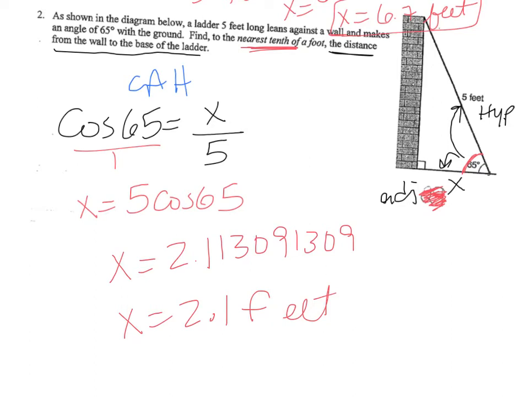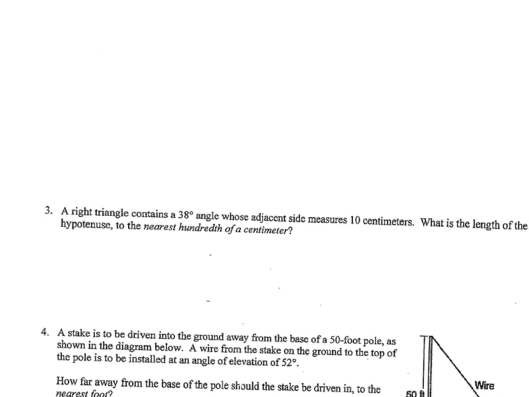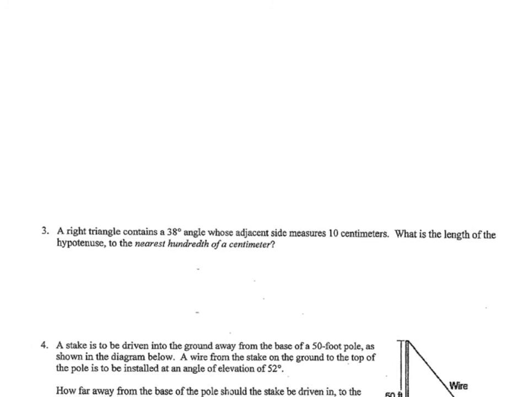Okay, now we're going to go on to the next page. It says a right triangle contains a 38-degree angle whose adjacent side measures 10. So I'm going to put the 10 right there. And then it says, what is the length of the hypotenuse to the nearest hundredth of a centimeter?